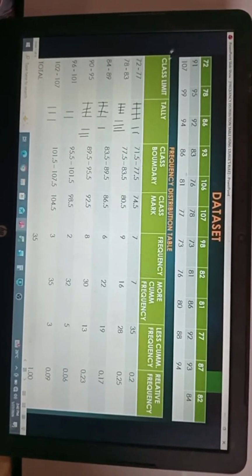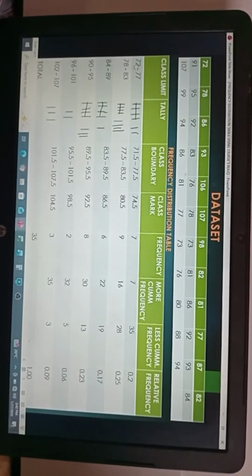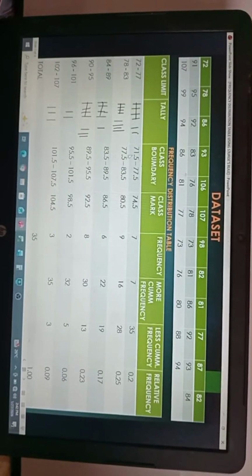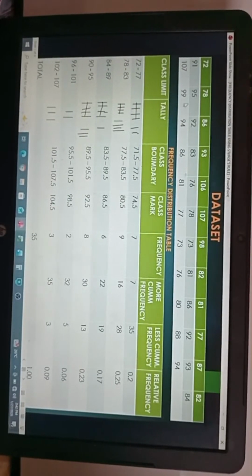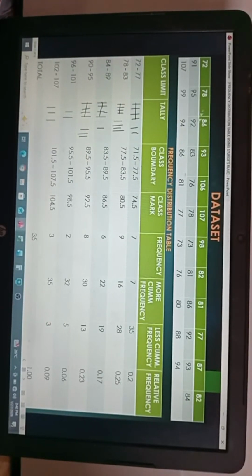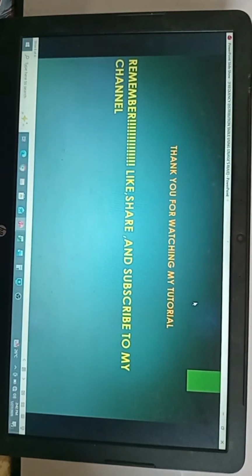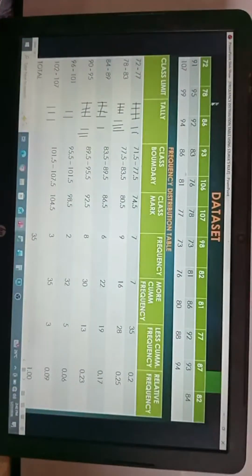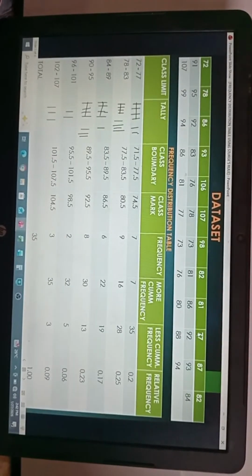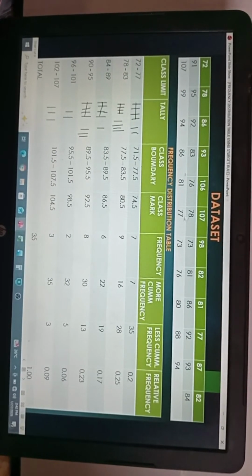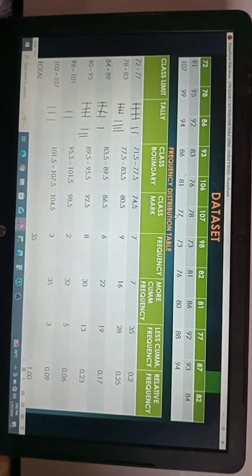Now, in order for us to determine our frequency, we have to tally it. Between 72 to 77, the tally is 7, as you can see here. So we are going to look at the numbers between 72 to 77 and check them. 1, 2, 3, 4, 5, 6, 7. So we are going to tally it here.